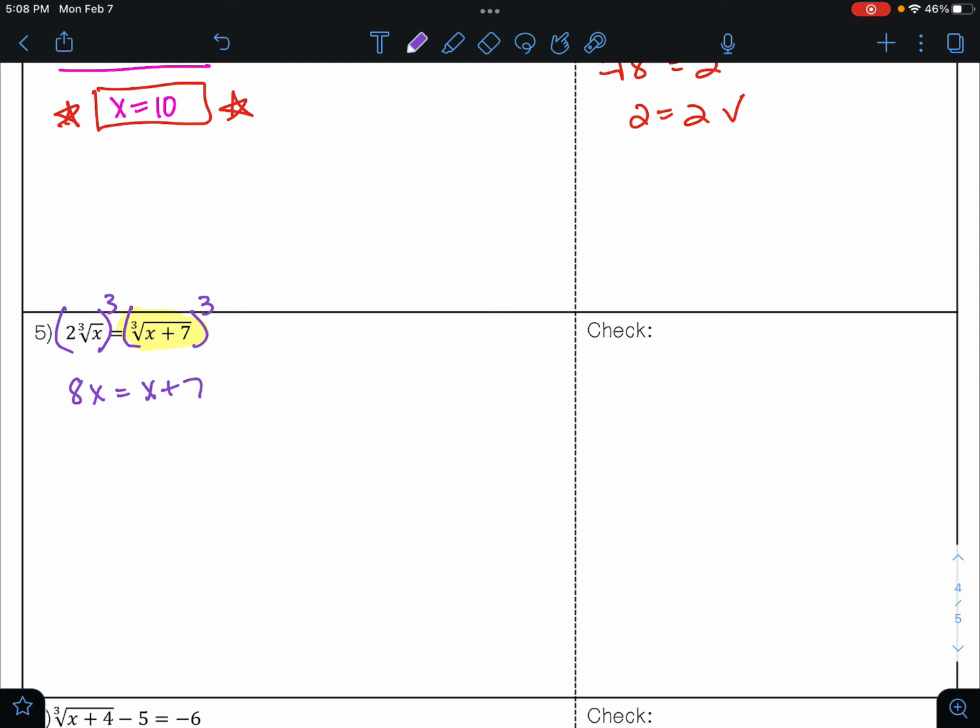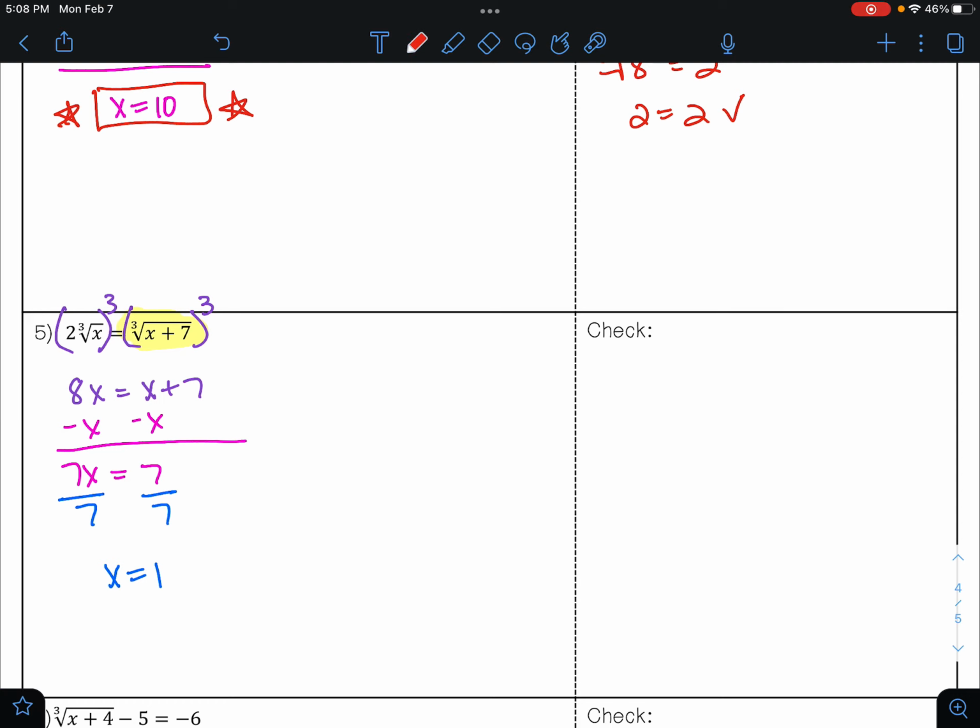So from here, I want to go ahead and get my x's on the same side. So I'm going to subtract x on both sides and get 7x is equal to 7. To undo multiplication, I'll do division and get x is equal to 1.